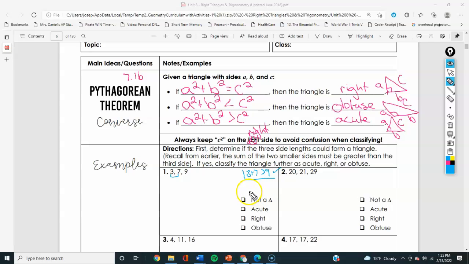Okay? So now we got to do that reverse Pythagorean Theorem, converse, to figure out what kind of triangle it is. So I'm going to do 3 squared plus 7 squared and compare that to 9 squared. Alright. Well, 3 squared plus 7 squared is 58. 9 squared is 81. 81 is bigger than 58. And if your c is bigger, then it's obtuse, because that one side's bigger, making that angle fatter.